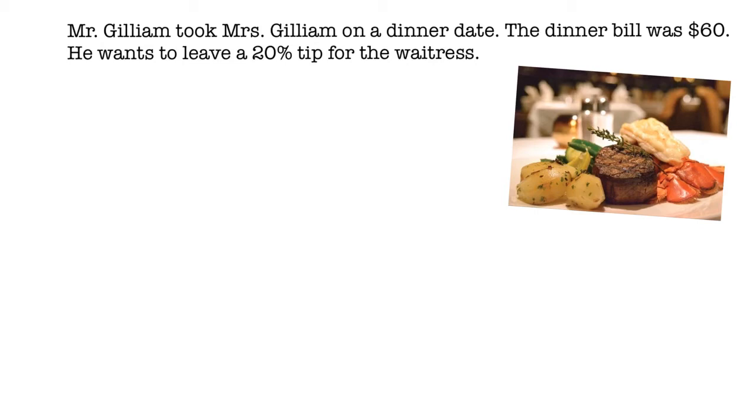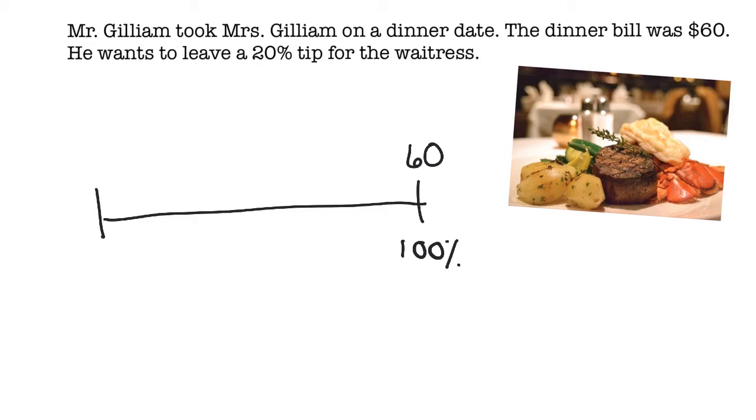So we're going to find out what type of tip Mr. Gillum should leave. So we're going to make our double number line. So 100% tip would be the same amount as the bill. So the dinner bill was $60. So that would be 100% tip. Okay, somebody must have been an amazing waitress to get 100% tip. We need to get to 20% of that tip. So you could do this one of two ways. You could either go down to 10% or you could go straight to 20%. It is completely up to you. So I'm just going to go straight to 20%.